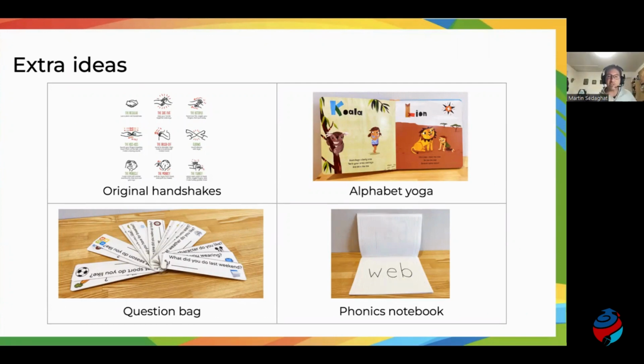Bottom left is question bag. I made a bunch of cards with common questions like, what did you do last weekend? What character did you like? What sport do you like? And so on. The helper would pick one of those randomly out of a bag, and we would ask all the students that question. That one can take a long time. I think that's why I stopped doing that one. I just didn't have time to ask everybody, but it can be useful.